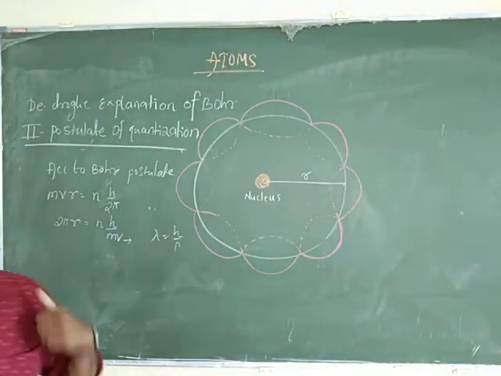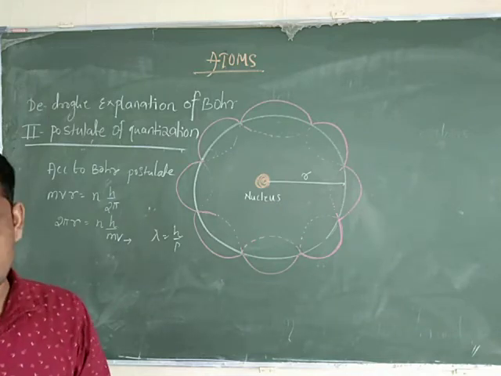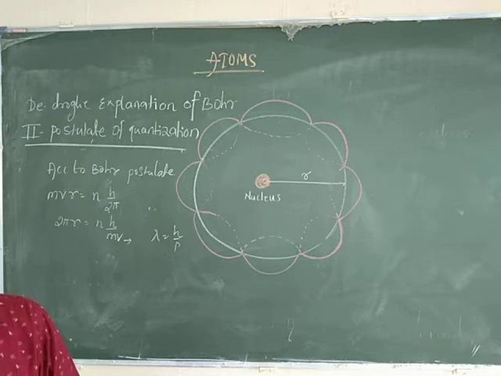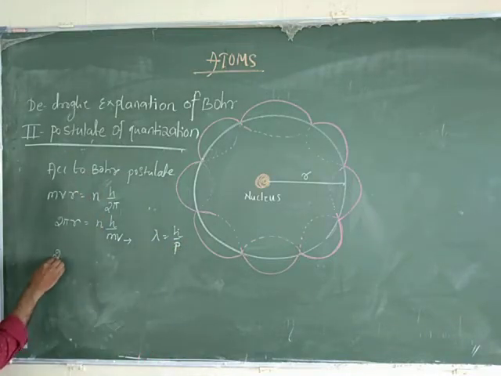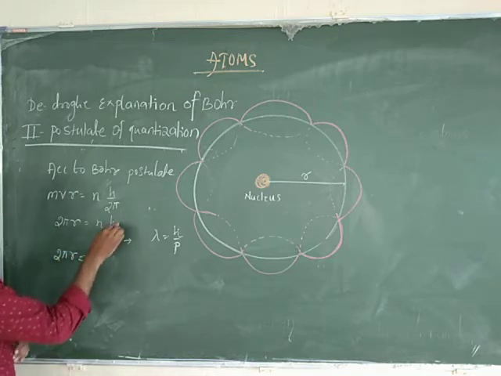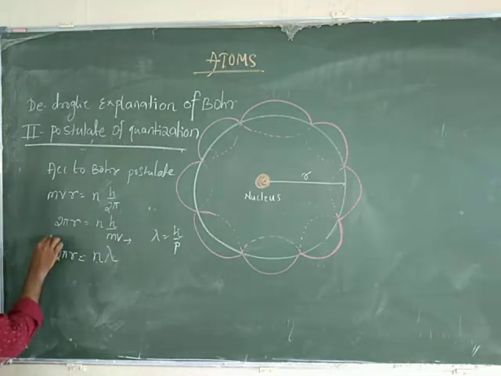The wave nature of the electron, right? So here de Broglie established the connection between the wave nature of the electron and the stable orbits of the Bohr atomic model. This lambda is equal to h upon p. Therefore, 2 pi r is equal to h upon mv, which is equal to n into lambda. So this is 2 pi r is equal to n into lambda.